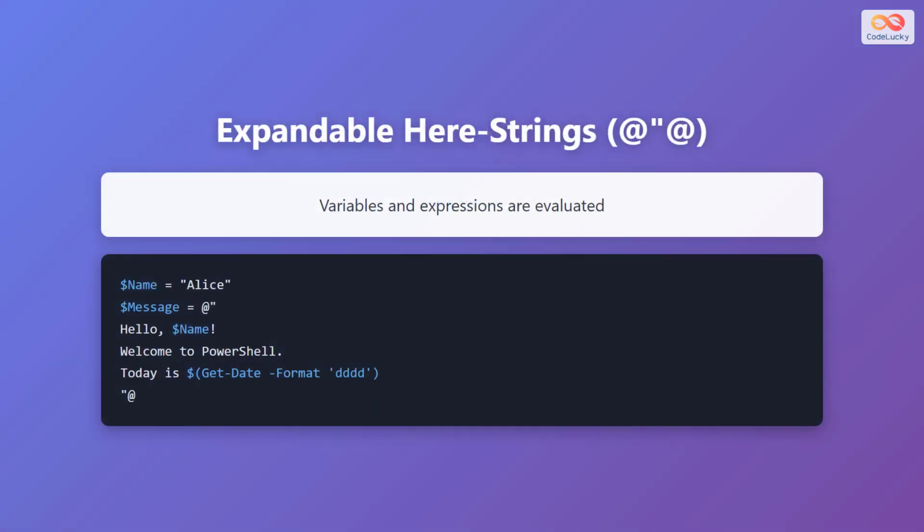Expandable here-strings use the @ double quote syntax. The key feature of expandable here-strings is that variables and expressions inside them are evaluated and replaced with their actual values. In this example, the variable $name will be replaced with Alice, and the expression $(Get-Date) will execute and insert the current day of the week. This is perfect when you need to dynamically generate text that includes variable values or command results.